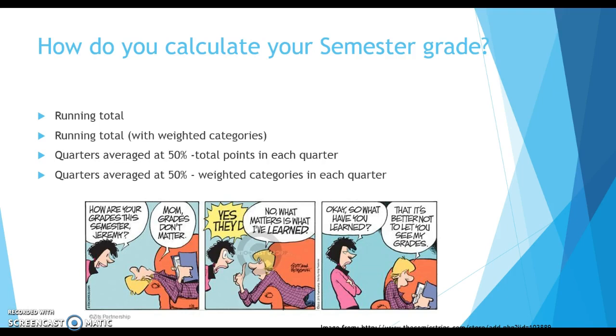So John gets 273 points out of a possible 300 in quarter 3, and then in quarter 4 he gets 179 out of 220, and then those two averages, or those two percentages, are averaged together to get a semester grade. And then the fourth one is your quarters are averaged at 50%, but then within each quarter you want weighted categories. So what I'm going to do for the remainder of this video is walk through some slides demonstrating that process and showing some pictures of what it would look like in your Canvas account.